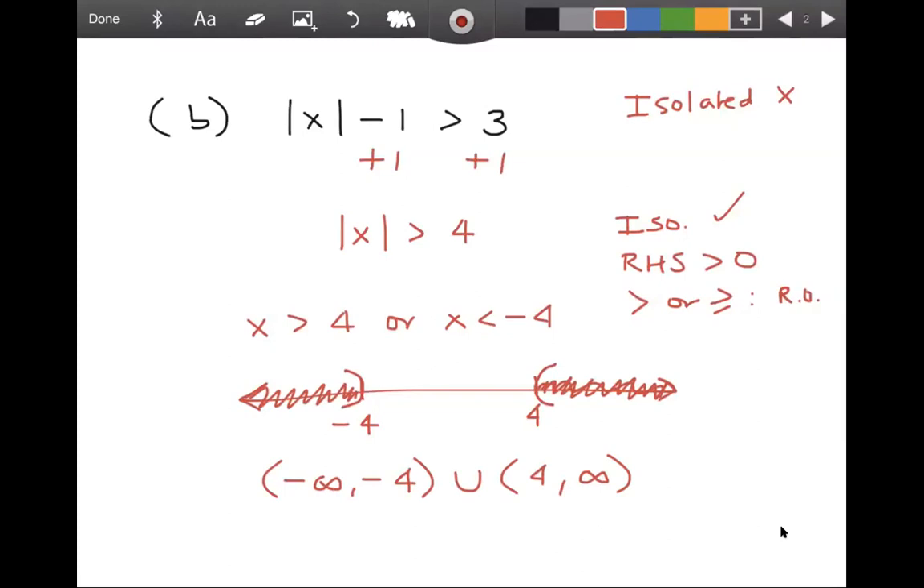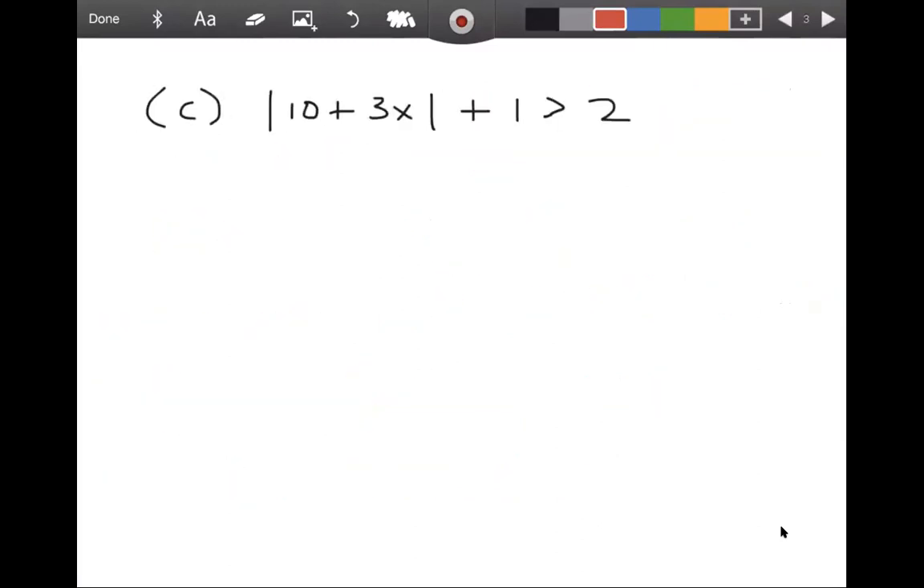All right, so the last example in this batch is absolute value 10 plus 3x plus 1 is greater than 2. This would be a good one for you to try on your own. Pause the video, try it, come back and compare notes. All right, so we will assume you have done that.